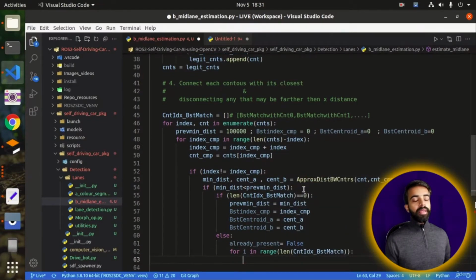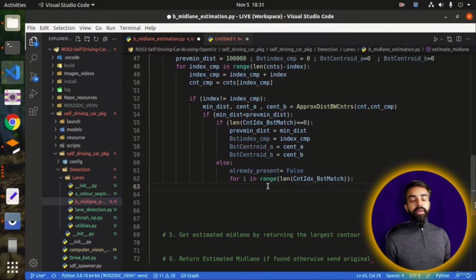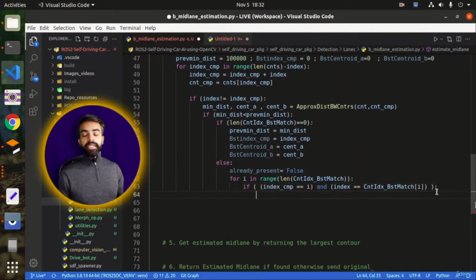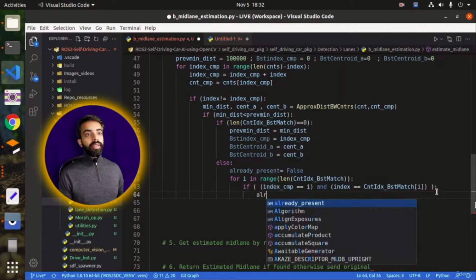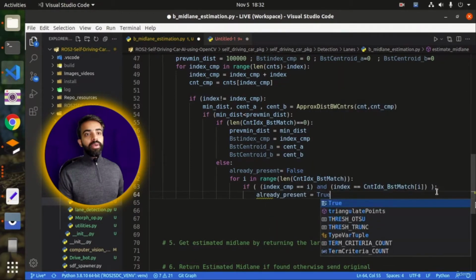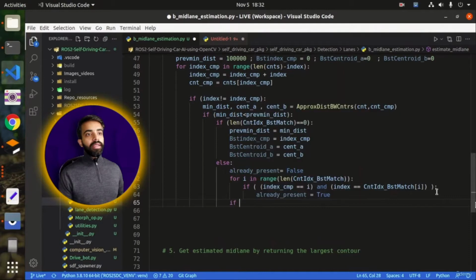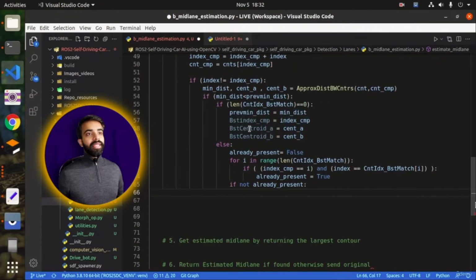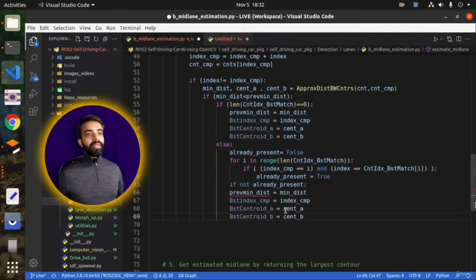Now, when we try to do that, we simply give the condition that checks if that particular combination that we have found right now as the closest contour match has been found before. If it has been found before, then we simply ignore this combination because that connection has already been made. Otherwise, we simply update this connection. Now, this particular if condition simply checks if that particular combination was present before or not. If it was present, we simply say that already present is true. Otherwise, if not already present, we simply update the previous minimum distance, the best index compare, best centroid A, and all of the rest of the values.